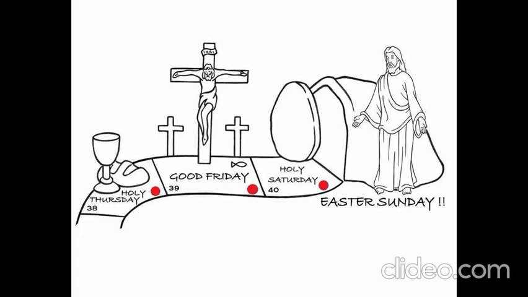Before they ate, Jesus washed the feet of his apostles. Jesus showed them that he loved them and that he would serve them. On the number 38 square on the road map, where it says Holy Thursday, there was a chalice, a kind of cup, and a loaf of bread.